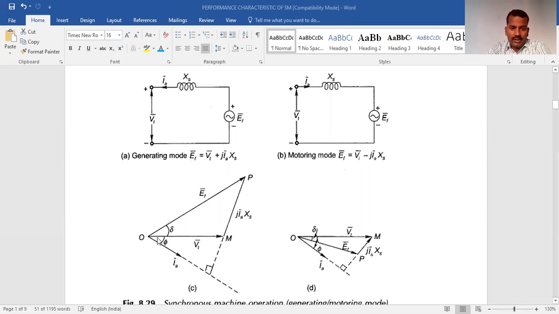You can see here, this is terminal voltage, and this is the voltage across the synchronous reactance, IAXS. This IAXS will be perpendicular. This is the reactive voltage, and hence it will be perpendicular, and JIXS will lead 90 degrees to the reference line, to the current IA, the armature current.